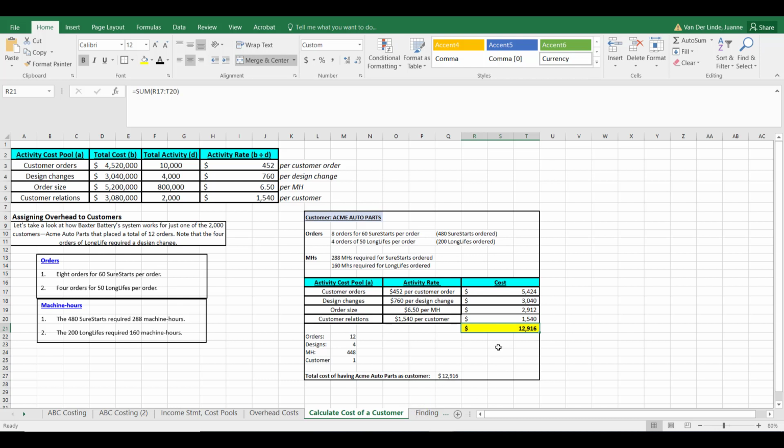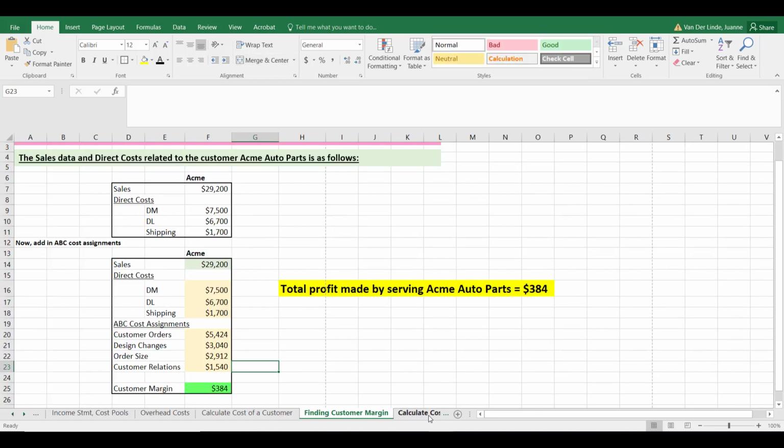So the next step is to take this cost and use it to find what the customer margin is. How profitable is this customer? How much profit are we generating just on this one customer, margin on this one customer? So to find that, to find the margin of a specific customer, you not only need the sales data related to that customer, but also the direct cost data.